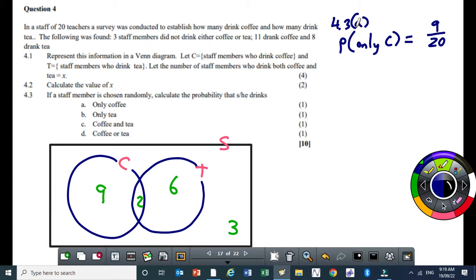Okay. P only coffee. You can't put P, then you put C in brackets. The meaning is not the same. So P only C and P C, they are totally different events.